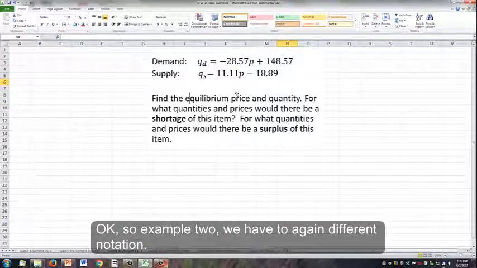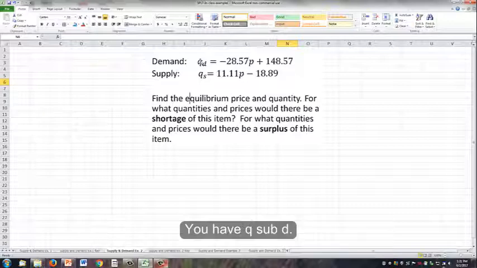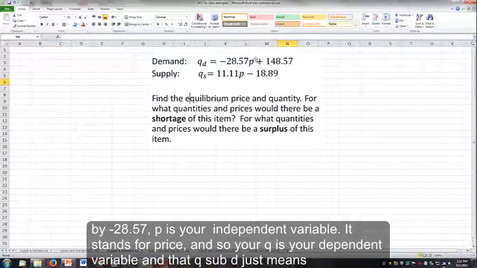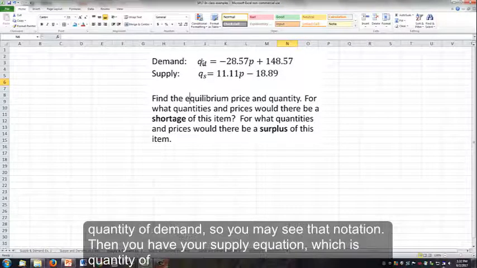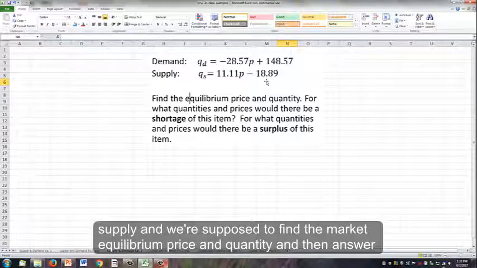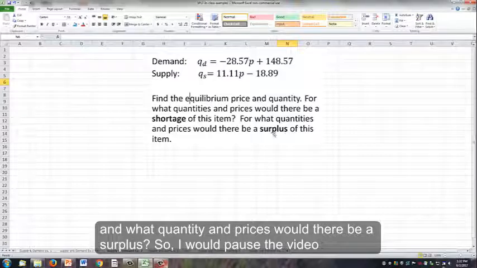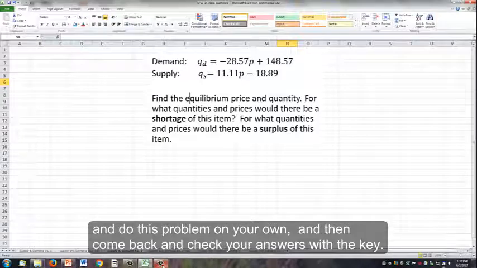Okay, so example 2, we have again different notation. You have Q sub D, and that just means if you look over here on the right hand side, you have P. So since P's being multiplied by negative 28.57, P is your independent variable. It stands for price, and so your Q is your dependent variable, and that Q sub D just means quantity of demand. So you may see that notation. Then you have your supply equation, which is quantity of supply. And we're supposed to find the market equilibrium, price and quantity, and then answer for what quantities and prices would there be a shortage, and what quantity and prices would there be a surplus. So I would pause the video and do this problem on your own, and then come back and check your answers with the key.